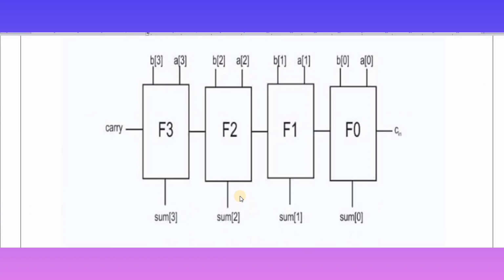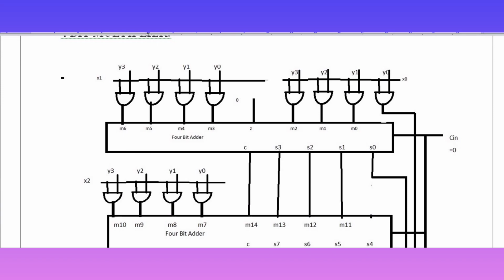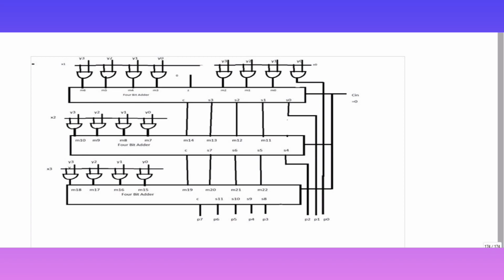First, let me explain what a multiplier is. For that, let me take my circuit diagram. This is my circuit diagram. Let me take one example. Suppose I am going to multiply y3, y2, y1 and y0 with x3, x2, x1 and x0. Let me take the value of y as 4 ones and x3, x2, x1, x0 as 1 0 1 0. So how to multiply this?